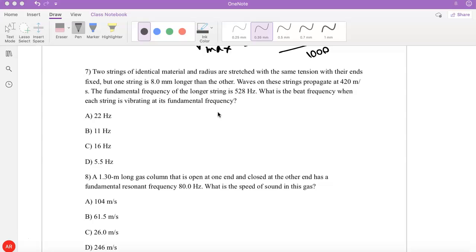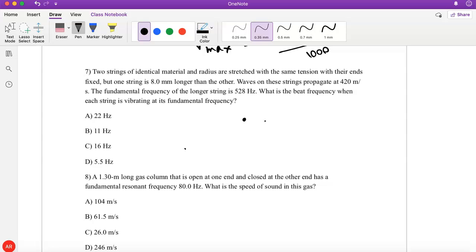So let's try to digest the information we have. We have 2 strings, identical material, radius, stretched at the same tension. That immediately tells us that the speed of the wave is the same, right? Remember, the speed of a wave is the square root of tension over the linear mass density. So identical material and identical radius make the linear mass density the same. The tension is the same, so the speed is the same.